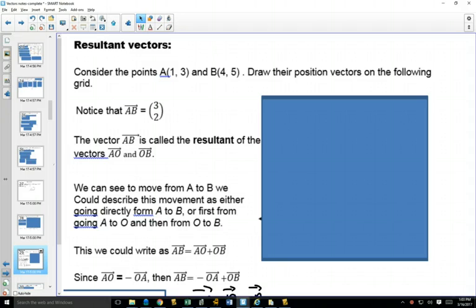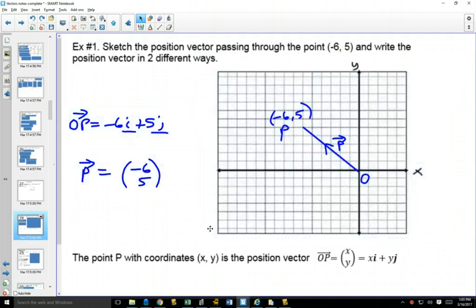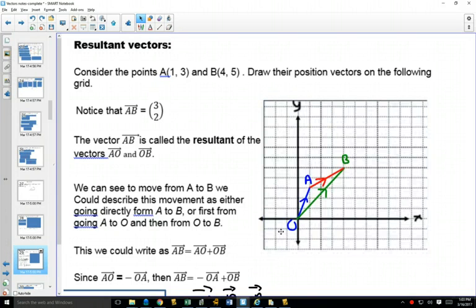Resultant vectors. So we're going to draw A and B, and we can draw both A and B as position vectors. So A is in blue, B is in green. If you wanted to go from A to B, that's called the resultant of the vectors A to O and O to B.